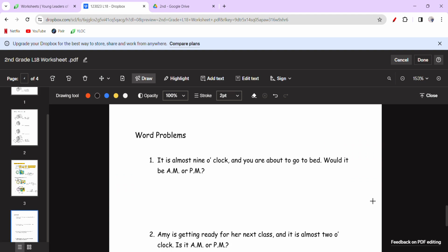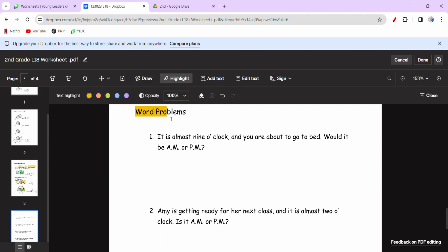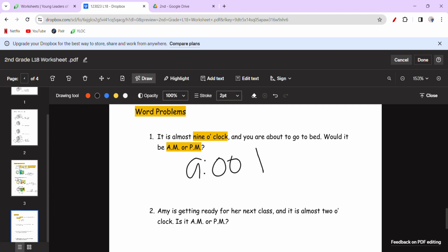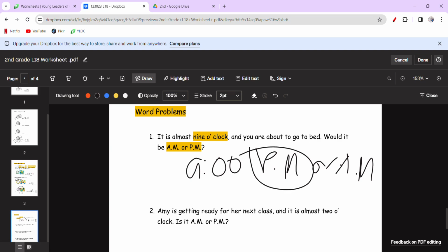Okay, we are going to move on to word problems. It is almost 9 o'clock and you're about to go to bed. Would it be a.m. or p.m.? Okay, so it is almost 9 o'clock and they're asking if it's p.m. or a.m. So we know that p.m. is when the sun goes down and it's nighttime. And the a.m. is when the sun rises up and it's in the morning. So if you go to sleep, who goes to sleep in the day? We go to sleep at night, right? So therefore it will be p.m.